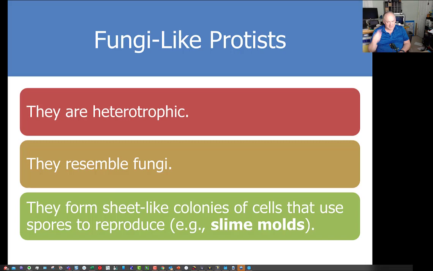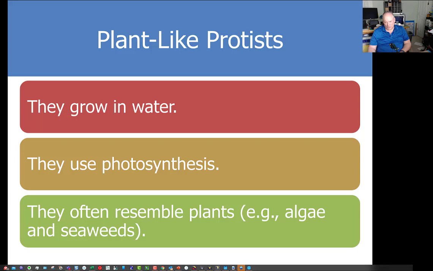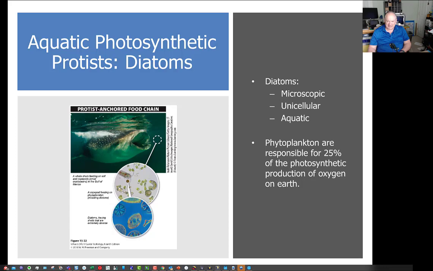They're transitional forms. Fungi-like protists are heterotrophic. In other words, they have to acquire food from the environment. They resemble the fungi, and they form sheet-like colonies of cells that use spores to reproduce, the slime molds. I could see them on bacteria plates sometimes, trying to grow on them, and they have a totally different form and look. Plant-like protists grow in water, and they use photosynthesis, and they resemble plants: algae and seaweeds. A lot of these are eaten by sea life, like phytoplankton, and some really large fish feed on those, and they get enough food from those to grow.